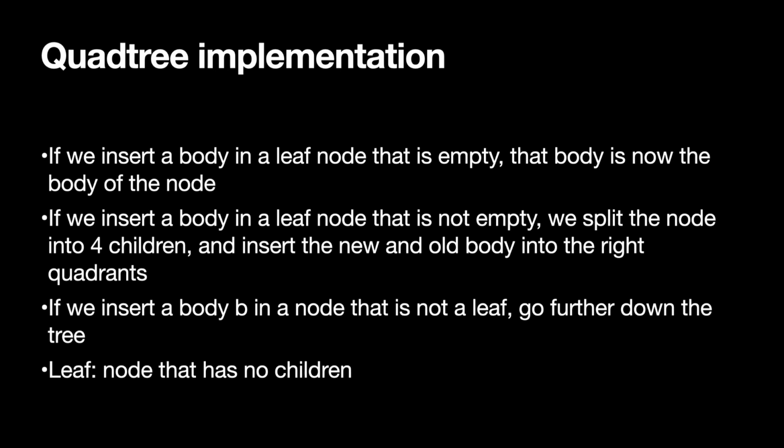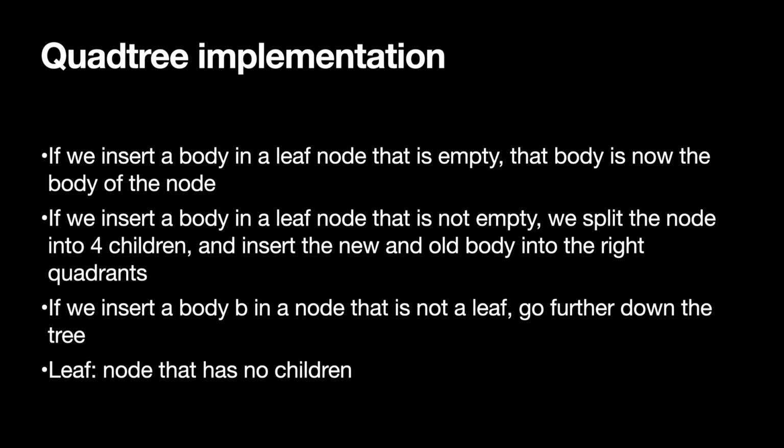If we insert a body in a leaf node that is not empty, that means that there is a body already inside the node. We split the node into 4 children. So we split this square into 4 squares again, and insert the new and old body into the right quadrants or squares.